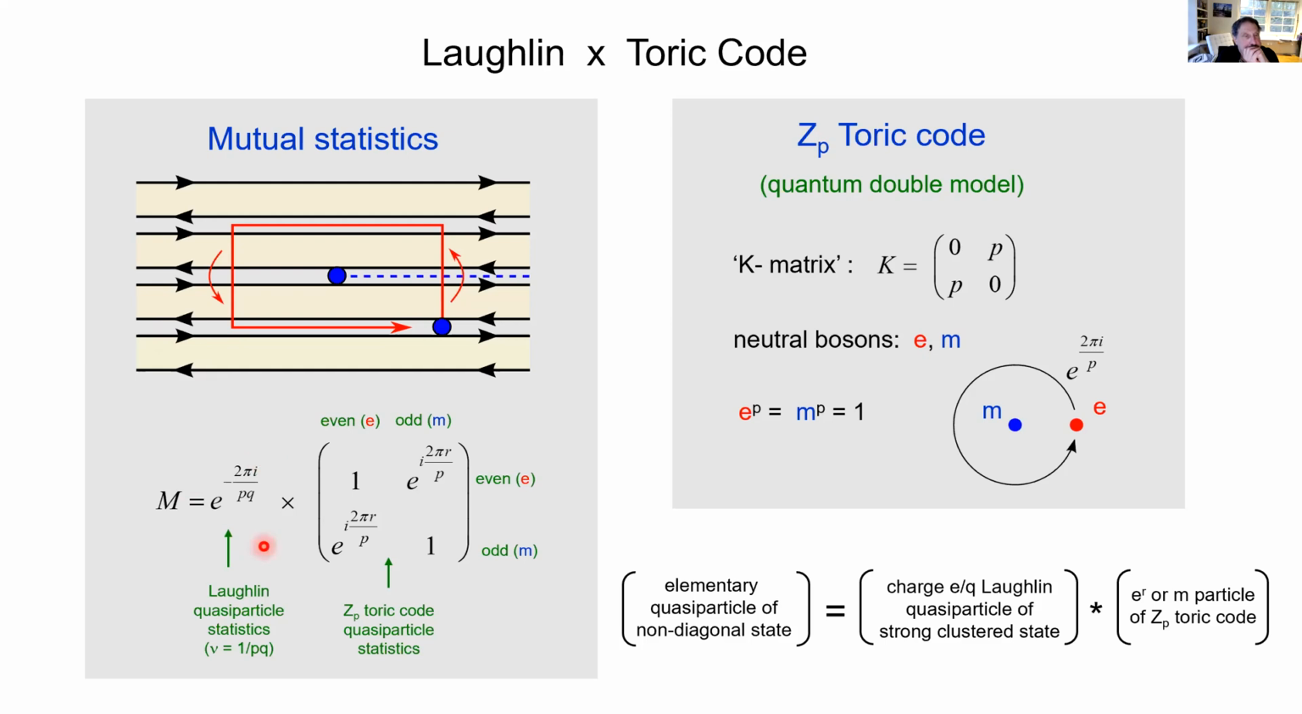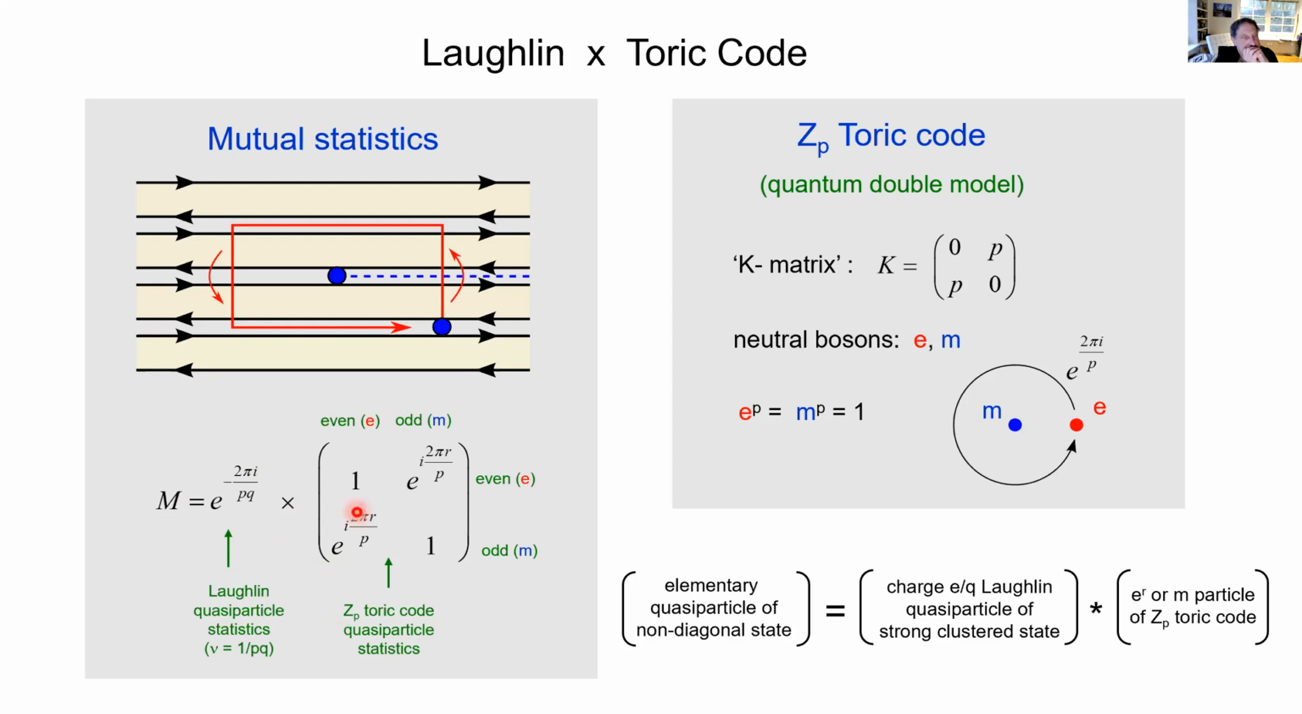But it's different going around an odd quasi-particle, and so there's a difference here. And so the even and the odd quasi-particles have a contribution which looks exactly like the contribution from a toric code. Okay, a ZP toric code.